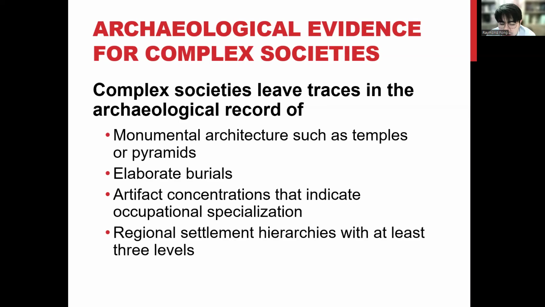Regional settlement hierarchies with at least 3 levels. So basically, if you can find evidence that there are at least 3 different classes, then that's a complex society, but that's pretty difficult to see. The obvious example I can think of is if you dig up a graveyard and you can tell that one of them has a lot of fancy stuff in their coffin or whatever. One has a few things, and the last one has nothing. Maybe you can indicate that there are 3 classes in that society, but the last one is pretty hard to see. Okay.